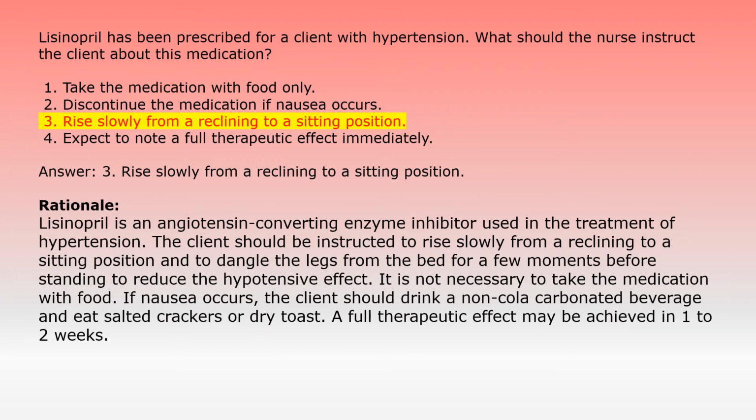Answer. 3. Rise slowly from a reclining to a sitting position. Rationale. Lisinopril is an angiotensin-converting enzyme inhibitor used in the treatment of hypertension. The client should be instructed to rise slowly from a reclining to a sitting position and to dangle the legs from the bed for a few moments before standing to reduce the hypotensive effect. It is not necessary to take the medication with food. If nausea occurs, the client should drink a non-cola carbonated beverage and eat salted crackers or dry toast. A full therapeutic effect may be achieved in 1 to 2 weeks.